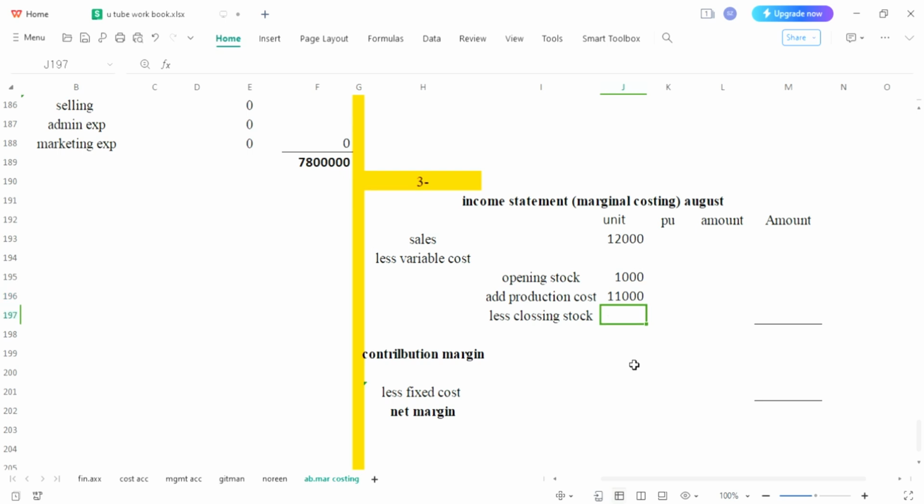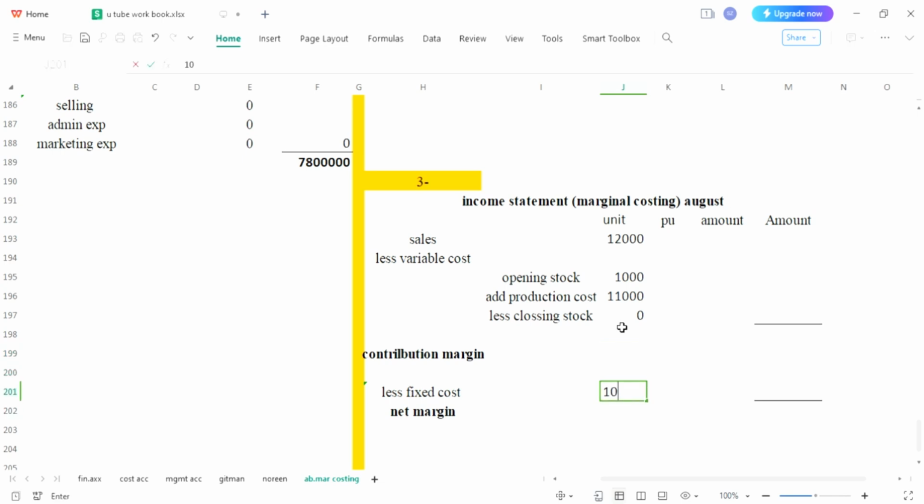Closing stock we will be calculating according to our conclusion. See, 1000 units were at the starting of the period, and 11,000 units were produced in the current month. Total units we were having 12,000 and we have sold 12,000 as well. How many units would be present in hand? Nothing. So zero closing stock. Nothing was present in hand. So closing stock 0.